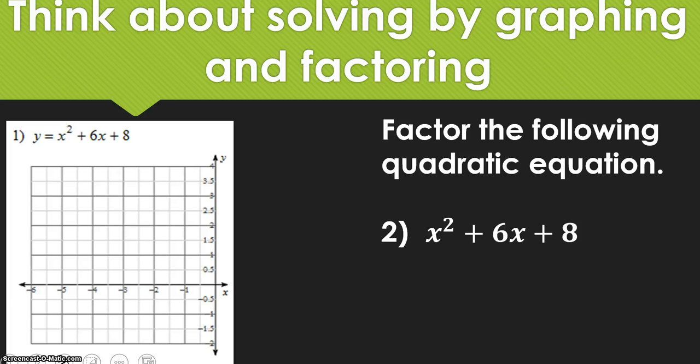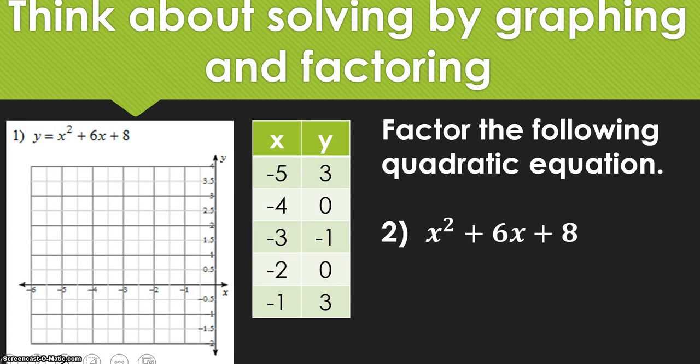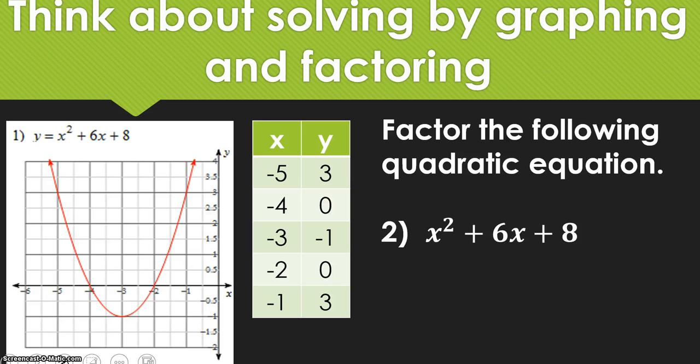So think about solving by graphing and factoring. We're going to put them together right now. So if I wanted to solve x squared plus 6x plus 8 by graphing, I would make a table. So then I would graph those points, and this is what I would get. So I've got zeros at (-4, 0) and (-2, 0).